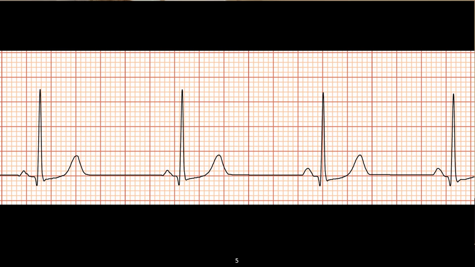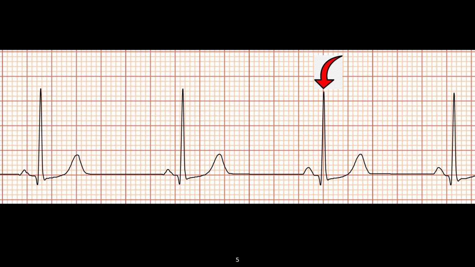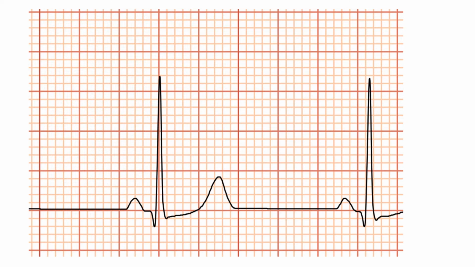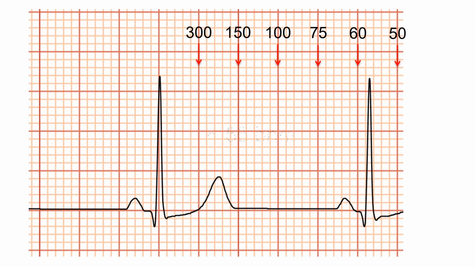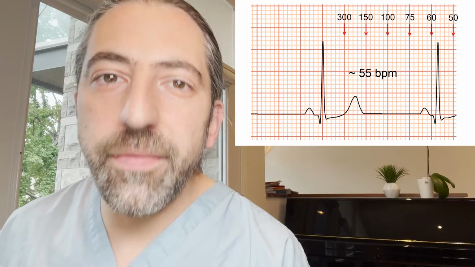Here's a strip. You have the P waves, the QRS complexes, and the T waves, and here you have 4 QRS complexes. We're going to pick the one that lands on a dark line in the beginning of a large square. When we pick this one, we'll count the number of large squares until we reach the next QRS complex. Counting each square at a time, we have 300, 150, 100, 75, 60, 50. The next QRS complex lands between 50 and 60. So if we were to estimate, the heart rate is somewhere between 55 and 58 beats per minute. So we can say that heart rate is approximately 55 beats per minute.